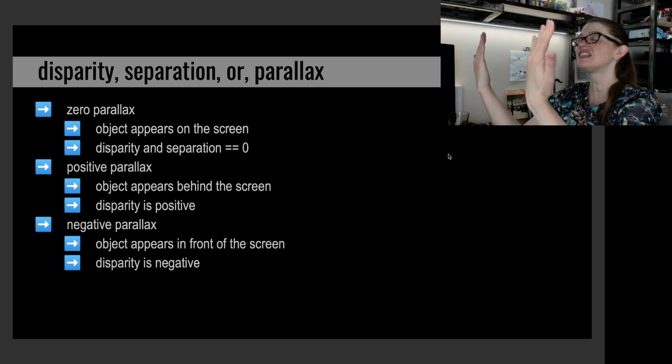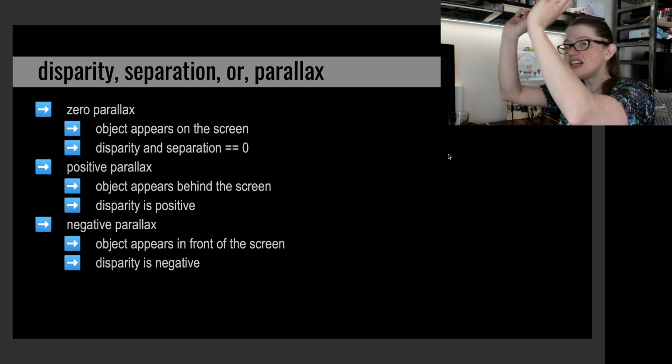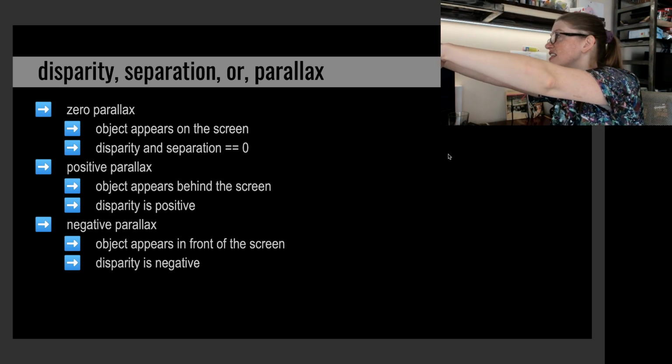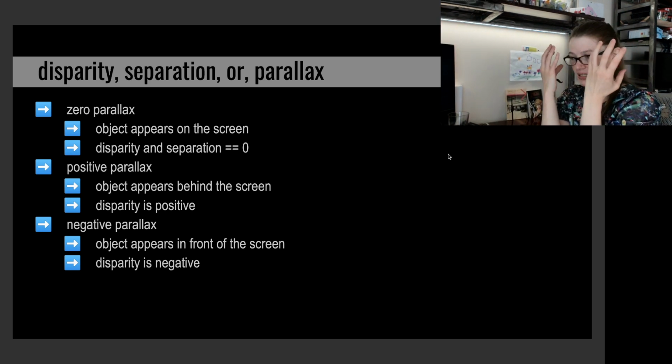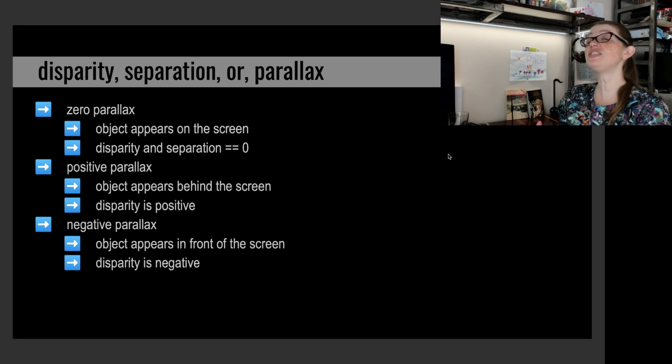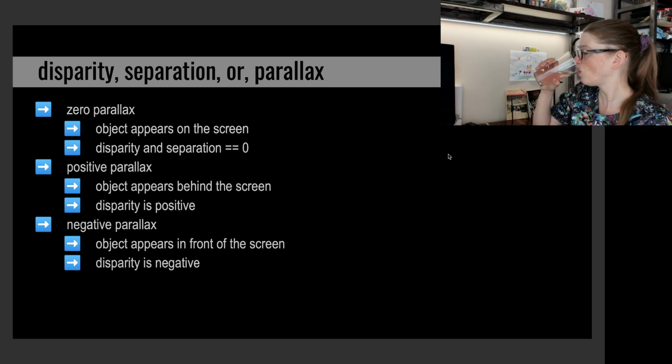So zero is flat. You're not really perceiving any depth from it. Positive is way in the distance. And negative is coming out of the screen and into your face. Most of the time, we deal with negative parallax or negative disparity.